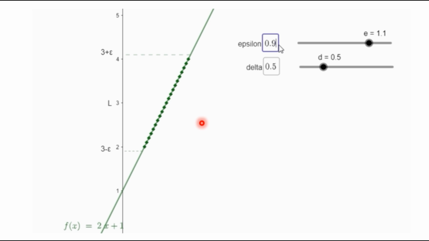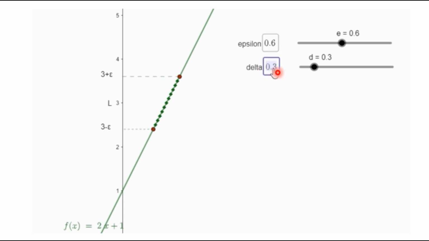How about when epsilon is 0.9? Will the convincer be able to find a delta? Yes, it does. We have 0.3 as a response to 0.9 epsilon. When epsilon is 0.6, then 0.3 will not work. That point is not inside, but 0.25 does. For epsilon 0.2, the delta response is 0.05, still inside, and so on and so forth.